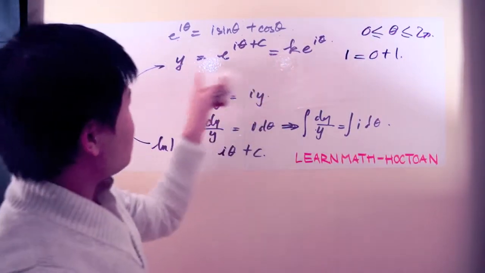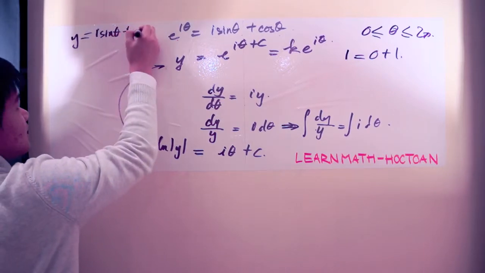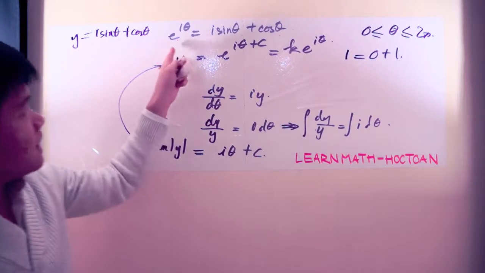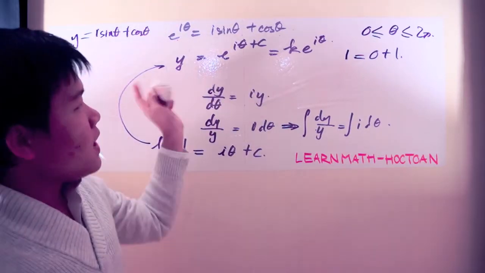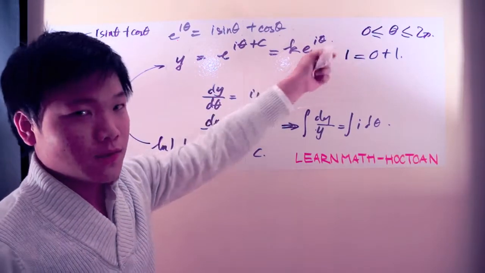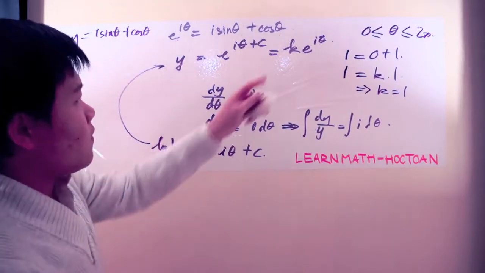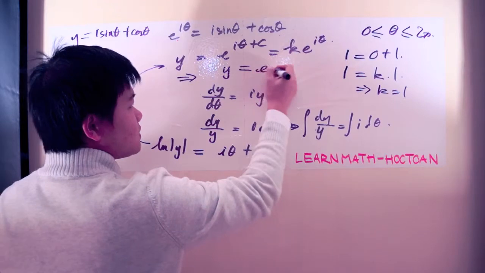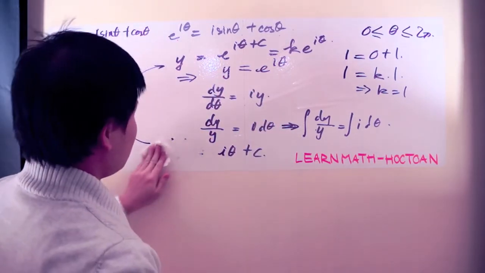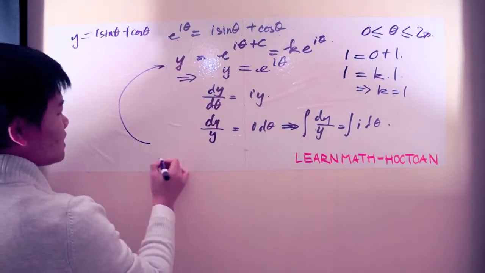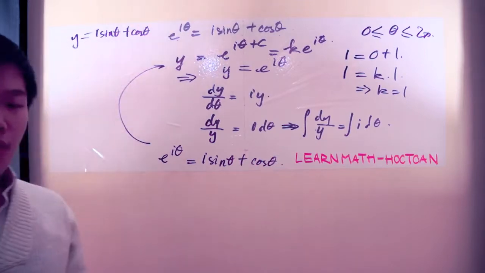So it seems like we only need k. Initially we said that y equals i sine theta plus cosine theta, and by the initial value that is just 1. So therefore y is 1. On the other side, e to the i 0 is 1. So you have 1 equal to k times 1. Therefore k equals 1. Therefore you would have y equal to e to the i theta, and here you have the connection. Therefore the equality is set: e to the i theta equals i times sine theta plus cosine theta.